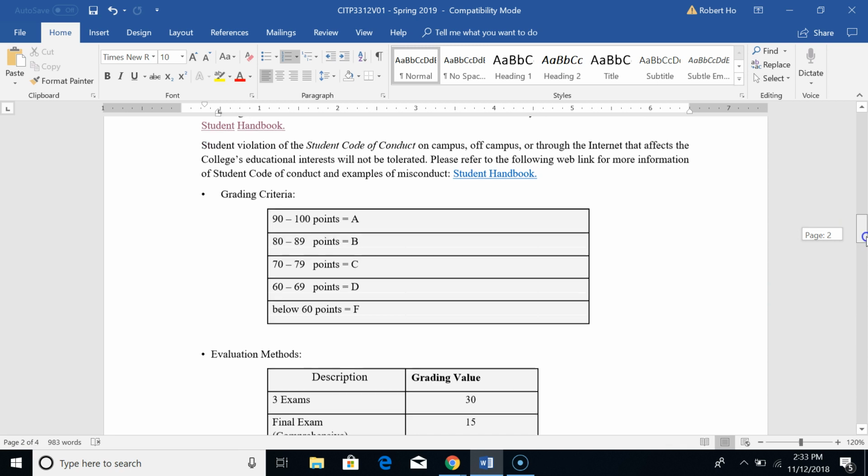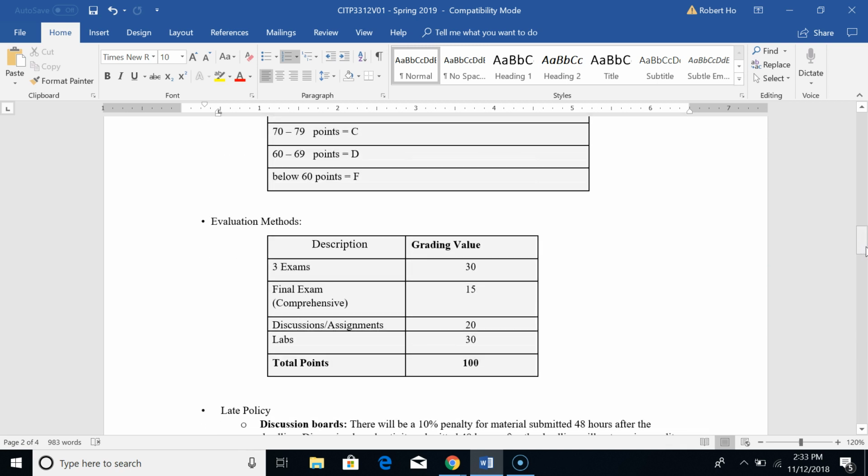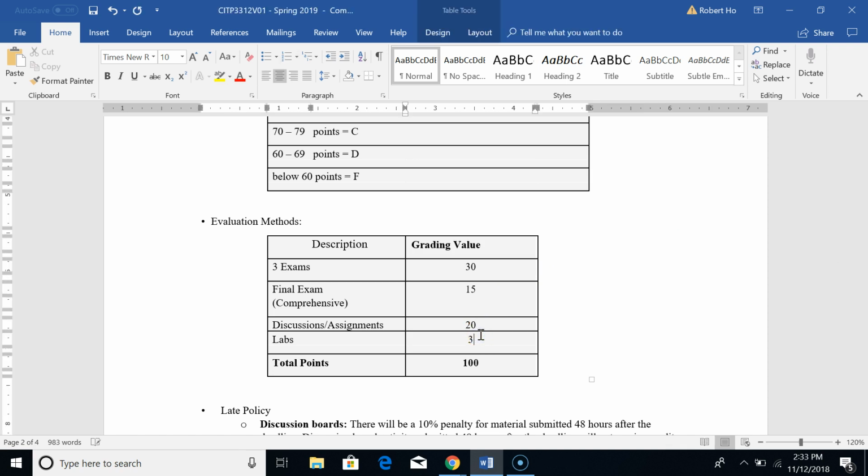Okay. Evaluation method. In this class, we will have 3 exams. Each of the exams is 10%, or 10 points. Okay, so we are going to have 3 exams, and the total is 30. The final exam, which is a comprehensive exam, is 15% of your grade, or 15 points.